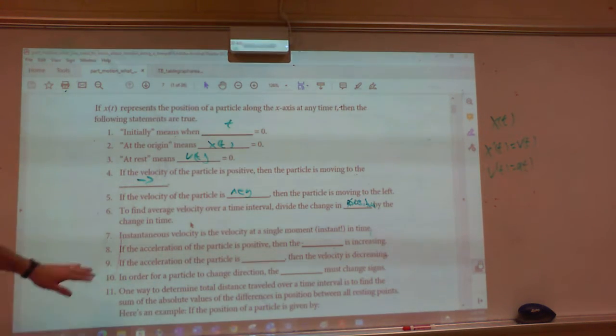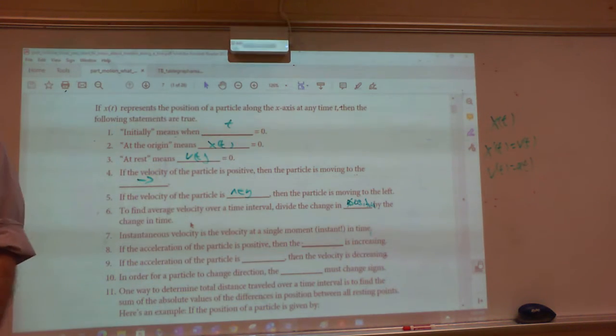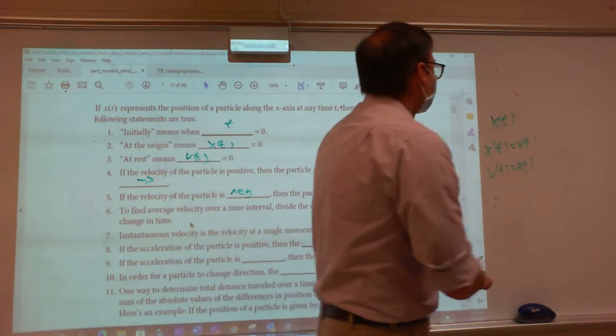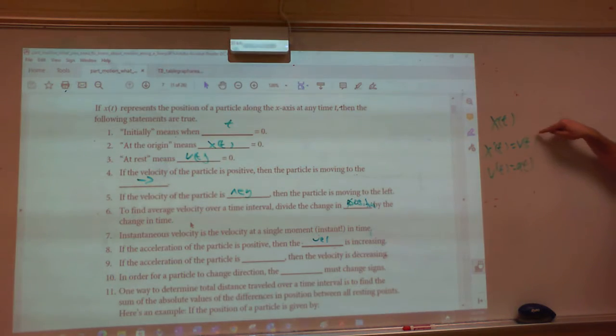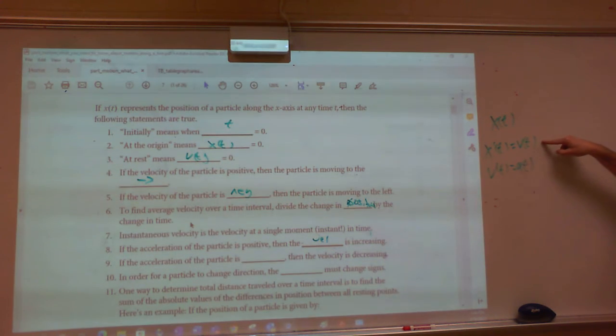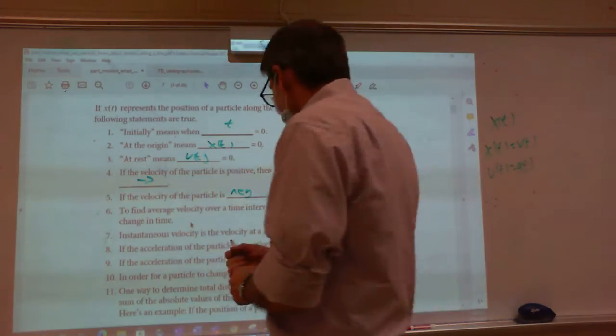If the acceleration of the particle is positive, then what is increasing? Velocity is increasing. Okay? Remember, if your velocity is positive or negative, that's telling us the particle is moving right or left. If the acceleration is positive or negative, then that's telling us velocity is increasing or decreasing. Are we okay that the sign of the derivative describes what the actual thing is doing?